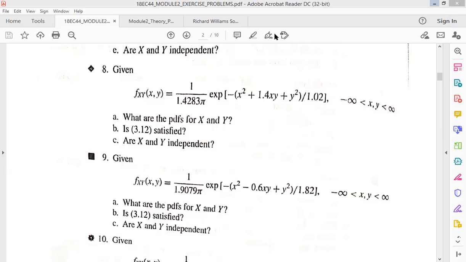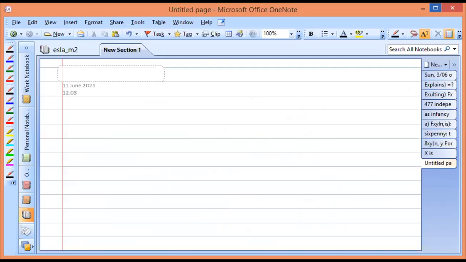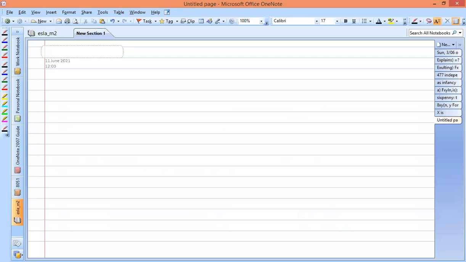Let me share the notebook. I'll go back to the notebook. Can you see the notebook here?